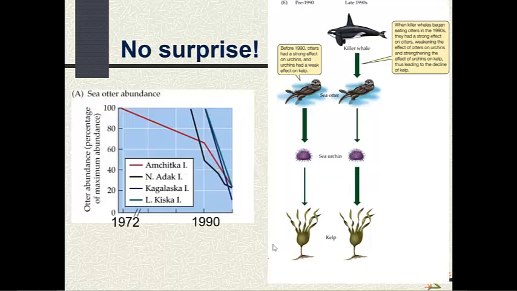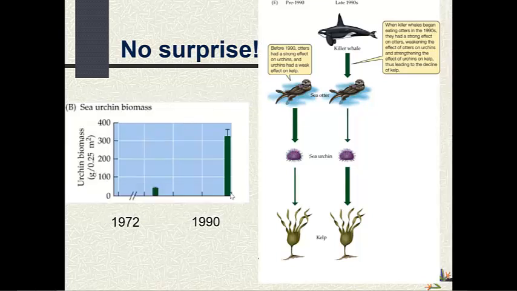What you can see in this slide, again on the y-axis, is otter abundance as a percentage of maximum abundance, and in 1972 this was set at 100. So something slowly drove the population of sea otters down, but you can see that in 1990, when the killer whales started eating otters, there was a very sharp decline. And for the other populations, on the other islands, you can see that the decline really started right around 1990. So no surprise: we introduce a predator and the number of sea otters goes down.